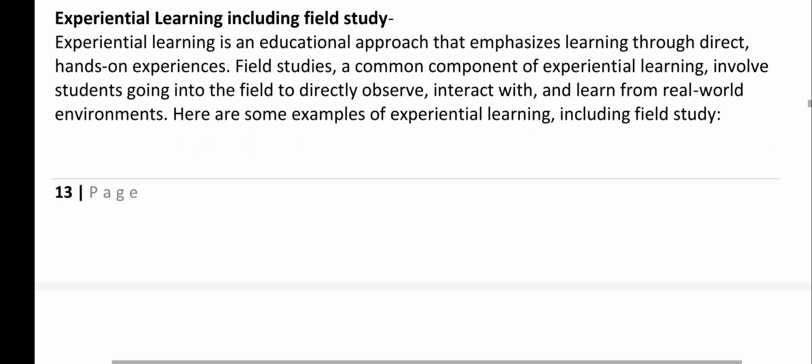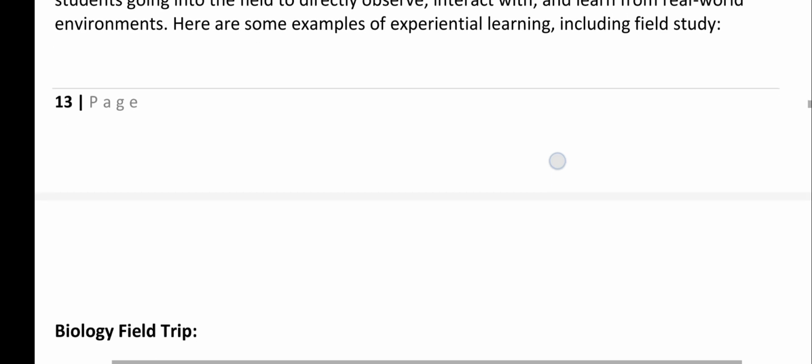Now, experiential learning including field study. So we all love to go for field trips, right? So what do we do in field trips? Let us see. Experiential learning is an educational approach that emphasizes learning through direct hands-on experiences. Field study is a common component of experiential learning. It involves students going into the field to directly observe, interact with, and learn from real-world environments. Here are some examples of experiential learning, including field study.